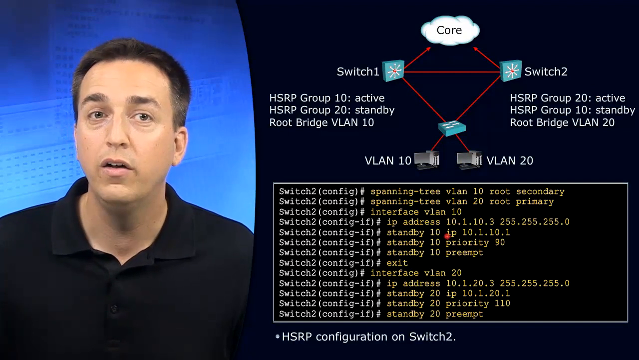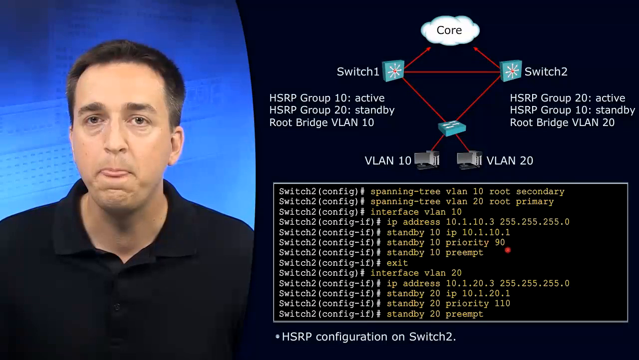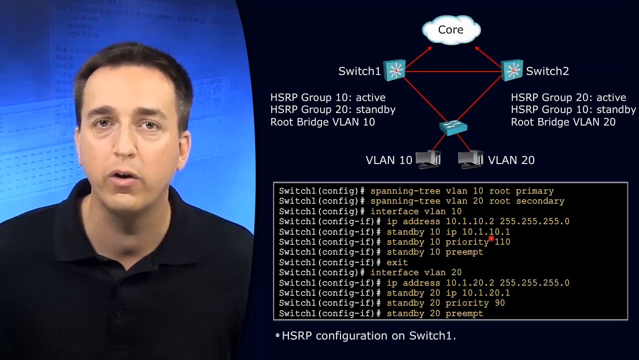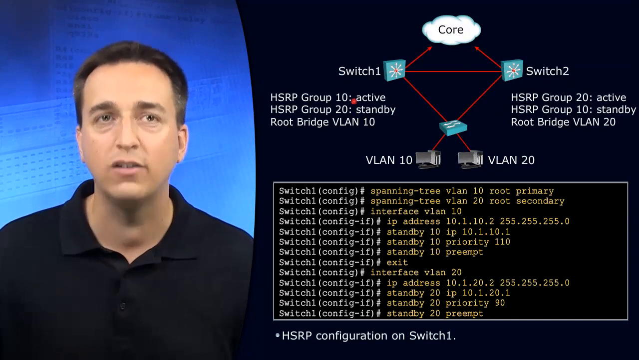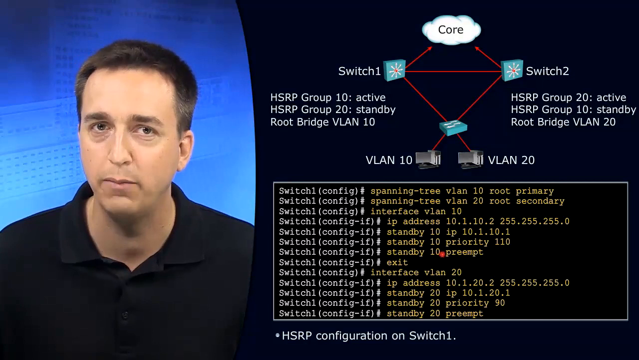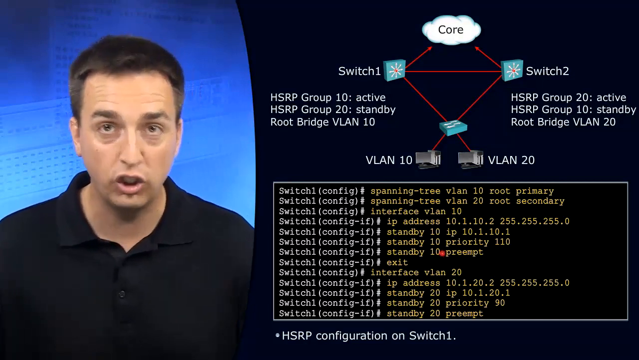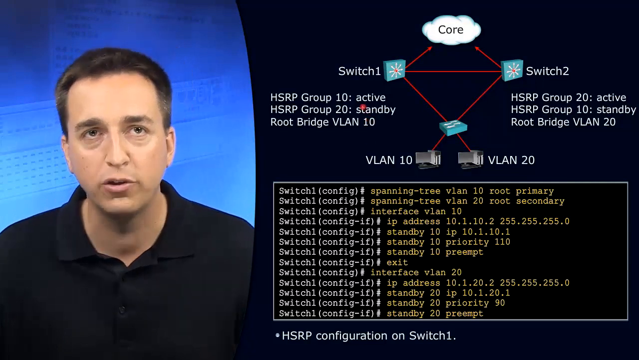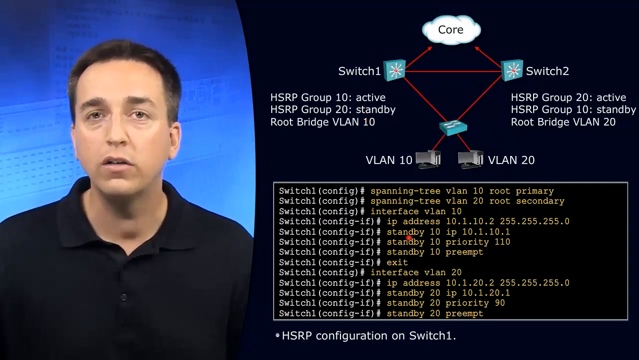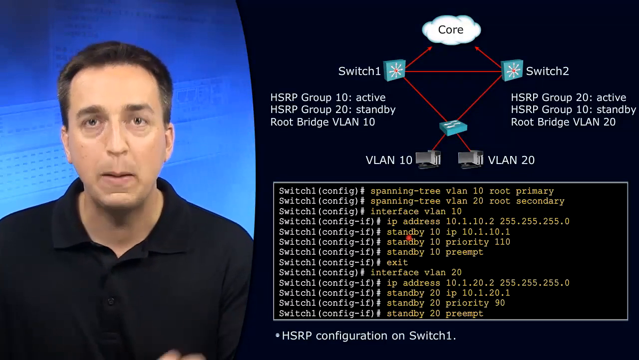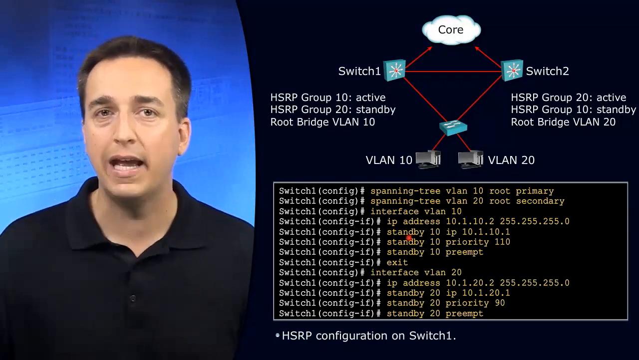By giving the priority for group 10 on switch 2 90, it ensures that switch 1, having this higher priority of 110, becomes the active forwarder for group 10. Don't forget, preemption has to be enabled to ensure that that device will be the active forwarder. So we've accomplished our goal here. But we also have to make sure that the root bridges match for the VLANs.